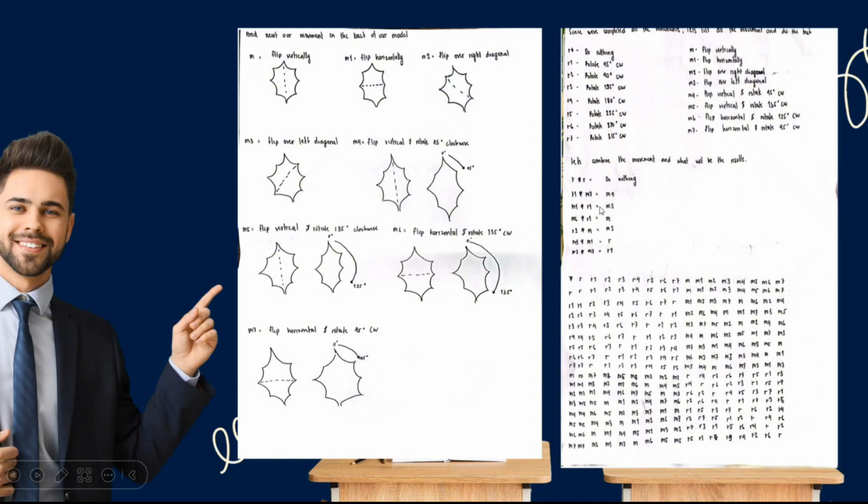M1 star R1 equals M3. M6 star R1 equals M. R2 star M equals M2. And M2 star M1 is R. And M2 star M7 is R1. So here is the table we constructed using these 16 movements. On the previous page is the completed table.